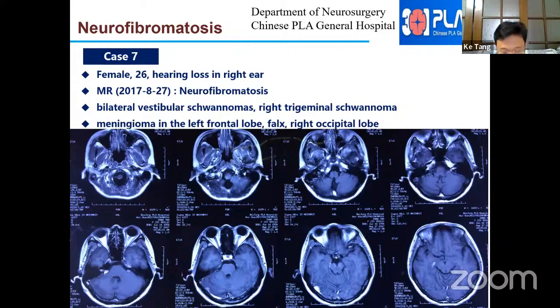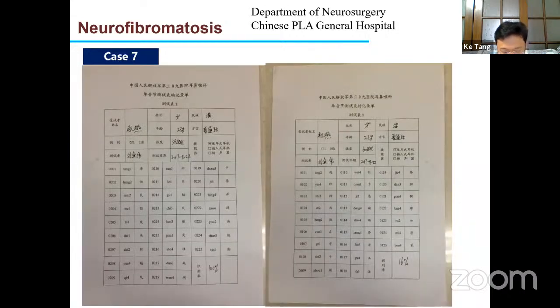Case 7, female, 26 years old. She had hearing loss in the right ear and was diagnosed with neurofibromatosis. MRI showed bilateral vestibular schwannomas, right trigeminal schwannoma, and meningiomas in the left frontal lobe, falx, and right occipital lobe. The hearing of the left ear was normal. The hearing of the right ear was reduced to 16%. Gamma Knife surgery was performed.